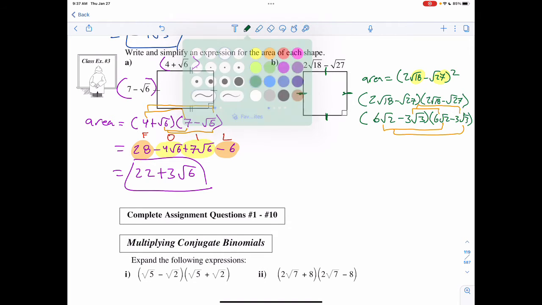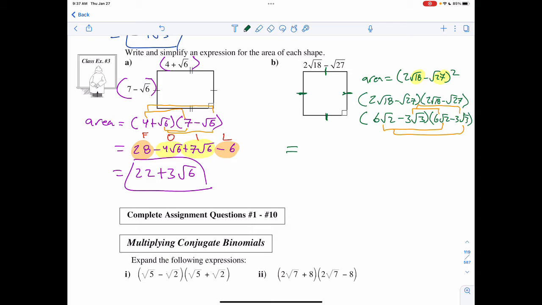And when I FOIL this out, it's going to give me 6 times 6 is 36. Root 2 times root 2 is 2. It's going to cancel out those radicals. Negative 3 root 3 times 6 root 2 is negative 18 root 6. The other one, because it's squared, is the same process. It's going to be negative 18 root 6. Same multiplication happens twice when we're squaring.